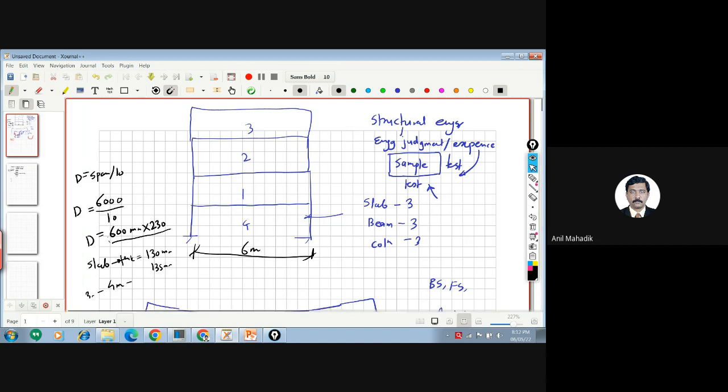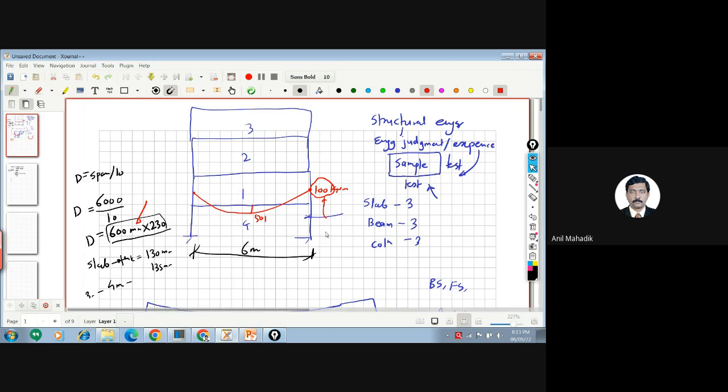Then what you are doing? Your size of the beam is this. Now you are analyzing that and you will get the bending moments. Suppose here the bending moment is 100, and here suppose the bending moment is 50. Now you will design this size for this bending moment. So this is your assumed size, and you are actually getting the bending moment through the assumed size only.